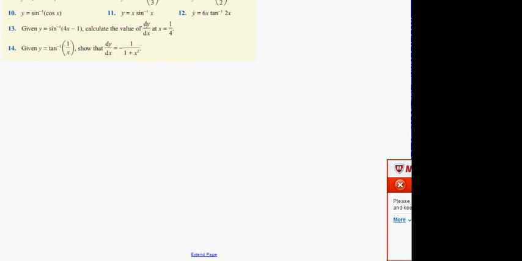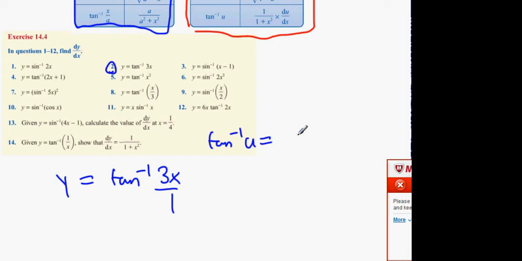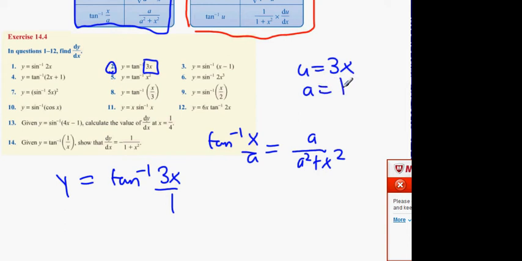Okay? So for example, let's say question 2. Very standard question, okay? Standard 2. y equals tan inverse 3x over 1. I'll then write down the tan inverse rule beside it. I'll say tan inverse x over a is a over a squared plus x squared. I've gotten that off the notes. Now here's what I write down. Whatever is in the box beside tan inverse is u. u is going to be 3x. a is going to be 1.